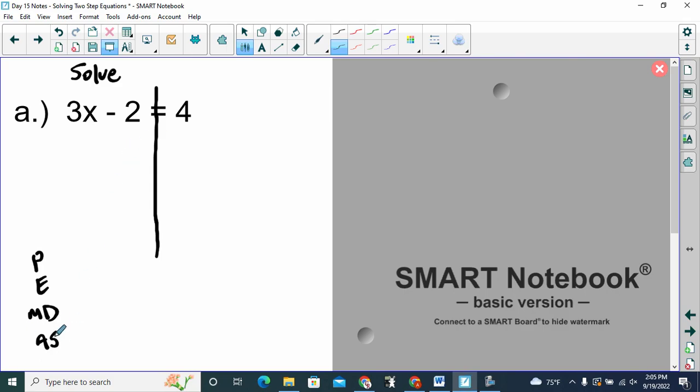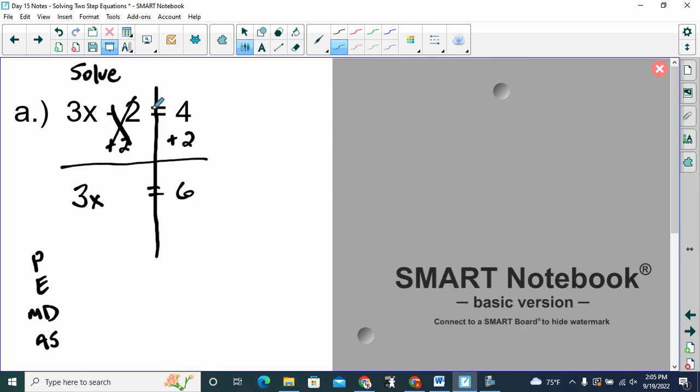We said the first thing we need to undo is the subtraction. I undo subtracting 2 by adding 2 to both sides. Minus 2 plus 2 cancels out. I bring my 3x down. I bring my equal sign down. 4 plus 2 is 6. And now I'm down to a one-step equation.